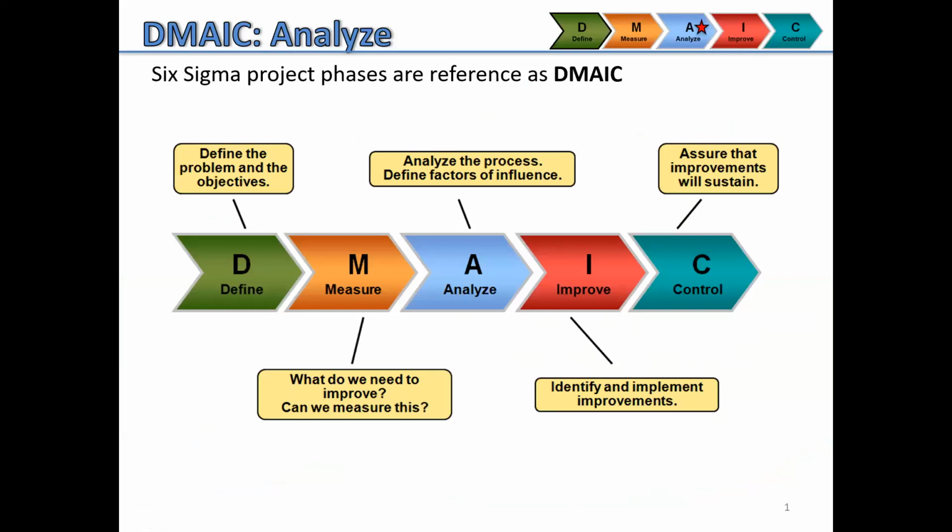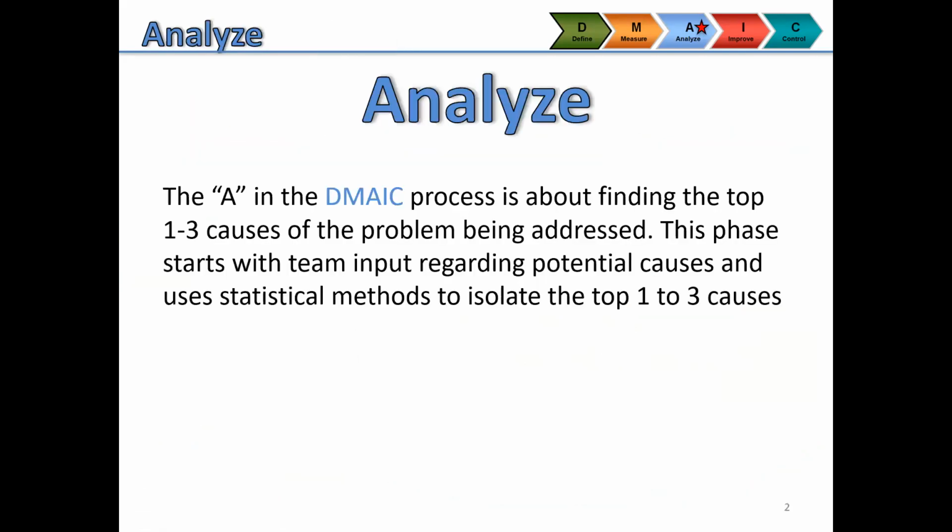Again, spent 3 weeks in define, 3 weeks in measure, 3 weeks in analyze. I think it's 3 weeks in improve and 2 weeks in control. So we're starting our analyze phase. Define the problem. What do we need to improve? How do we measure it? And now analyze the process and define those vital few factors. What are they? That if we change them, then we can improve our process.